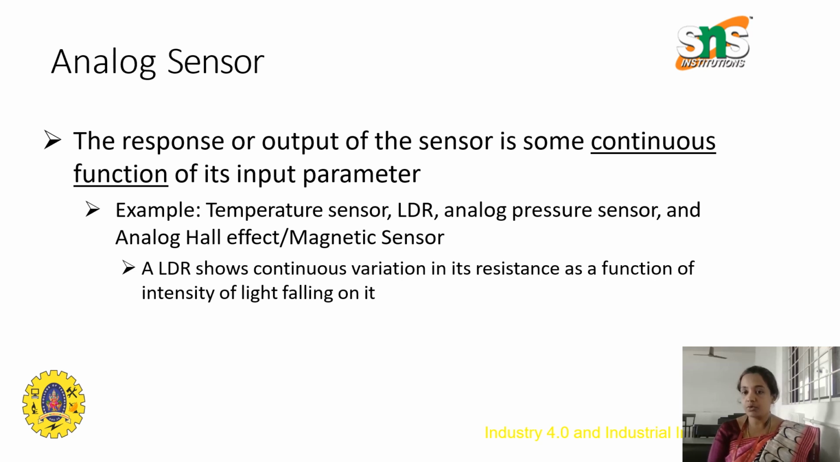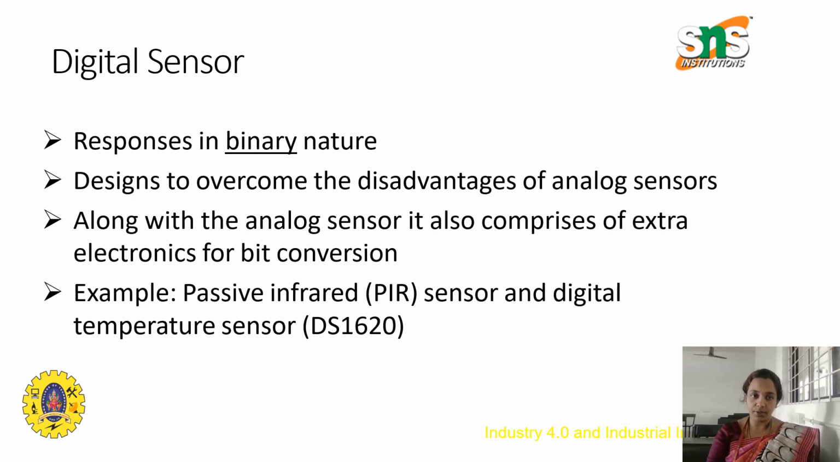Pressure sensors are used to determine the pressure in the environment. Temperature sensor is used to find the temperature of the environment. LDR is nothing but the light detecting radiation. It is used to determine the light. So LDR shows continuous variation in its resistance as a function of intensity of light falling on it.